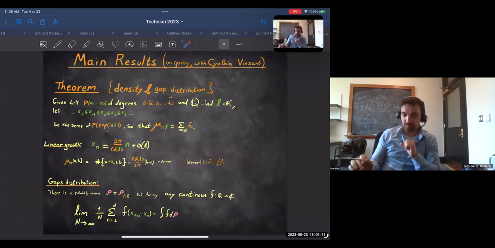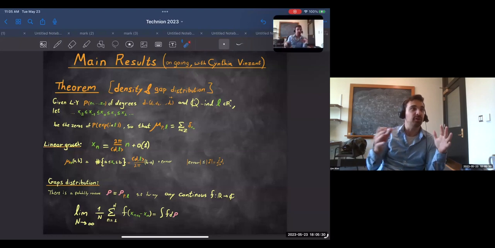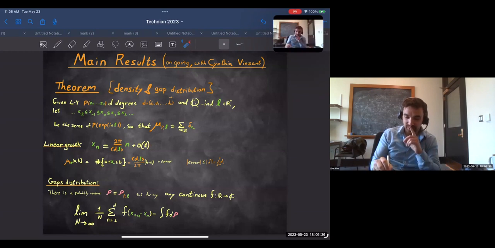Now, regarding the gap distributions. Gaps are, again, very important in terms of the atomic structure, and we want to understand their distribution. So the first thing is that the points in my set grow linearly, roughly, with some error term. And I can really give a bound on the error. How many points do I have in an interval? It's going to be something times the length of the interval plus a uniformly bounded error. This is just the analog of the Weyl law.